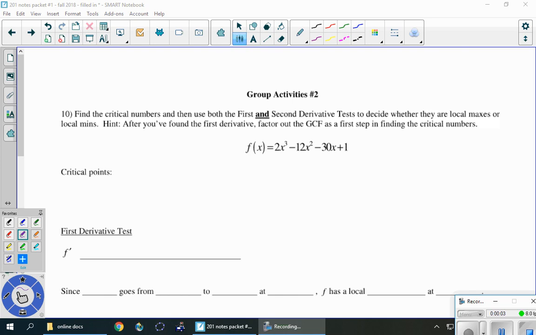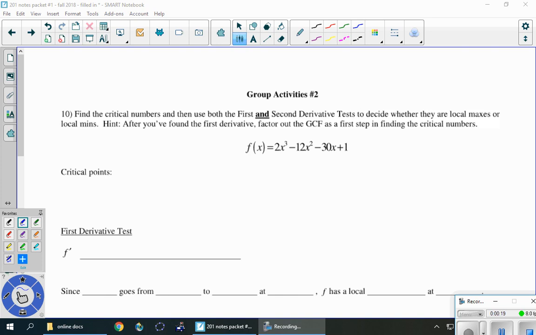Lesson 11, activities number 2. Find the critical numbers and then use both the first and second derivative tests to decide whether they are local maxes or local mins. We'll use the hint when we're ready. So here's the function: 2x cubed minus 12x squared minus 30x plus 1.